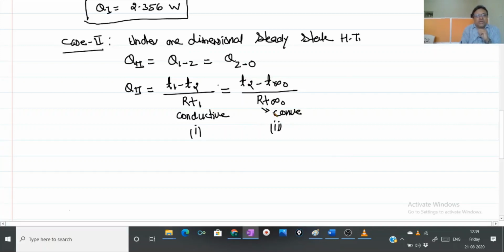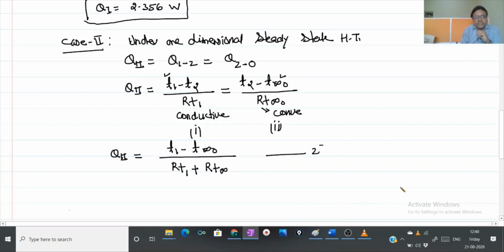But what is the problem? I have been given the value of only T1 and T infinity O, that is, the copper rod surface temperature and surrounding fluid temperature. So in order to calculate Q2, I have to write the expression for Q2 in terms of T1 and T infinity O. And under such condition, the thermal resistance of the insulating material by conduction plus the thermal resistance of the surrounding fluid by convection will add up. Let's say this is equation number 2.